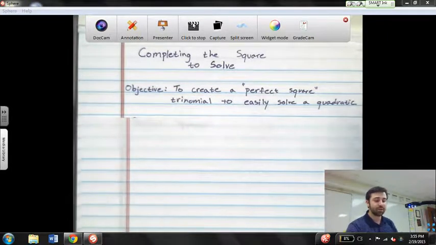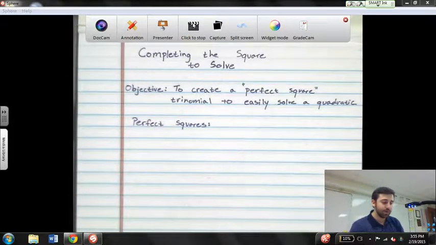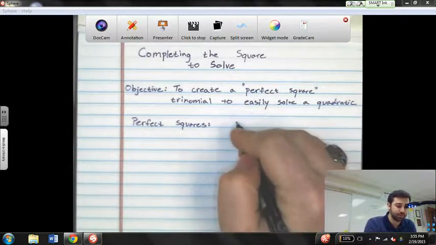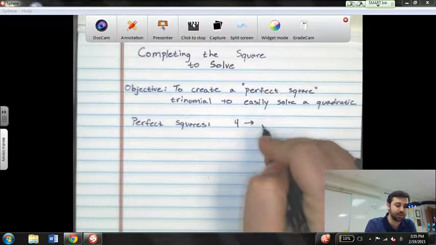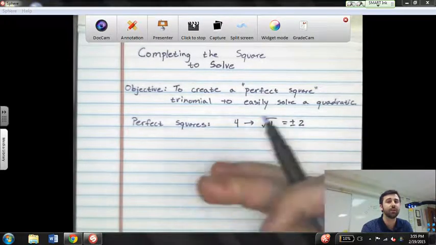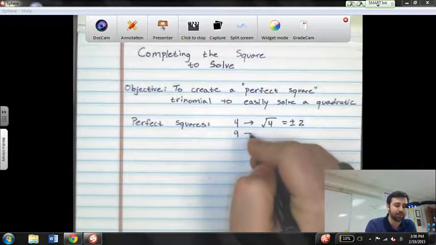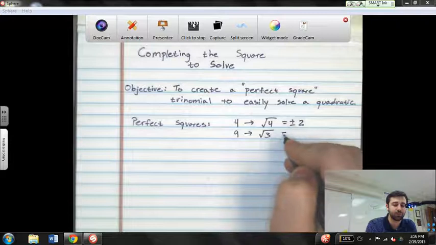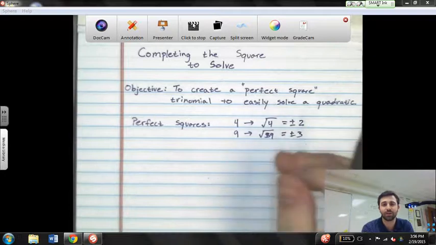The objective of completing the square is to create what's called a perfect square trinomial to easily solve a quadratic equation. What I mean by a perfect square, in terms of numbers, is that we would think of 4 as being a perfect square, because when I take the square root of 4, I get plus or minus 2, so I get an even whole number. It doesn't necessarily have to be even. 9 is also considered a perfect square because when I take the square root of 9, I get plus or minus 3. It just needs to be a nice, pretty whole number.